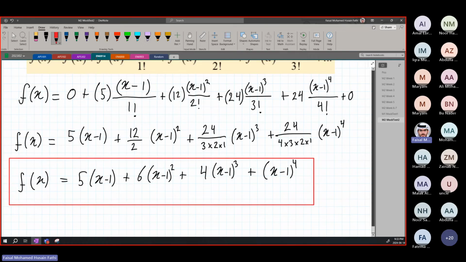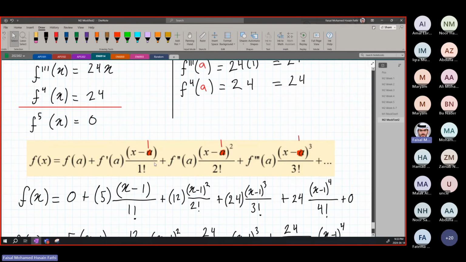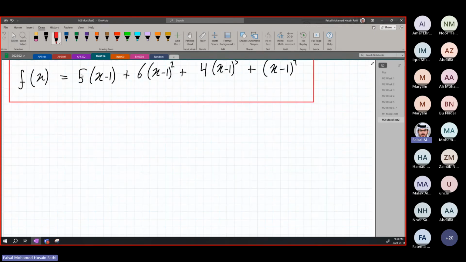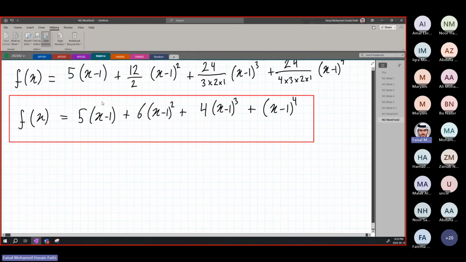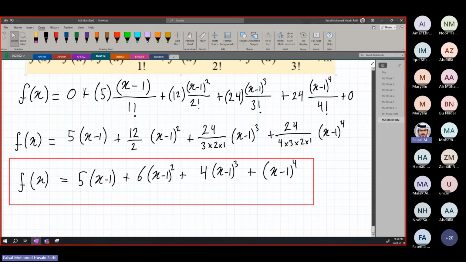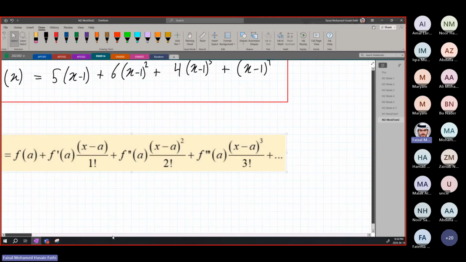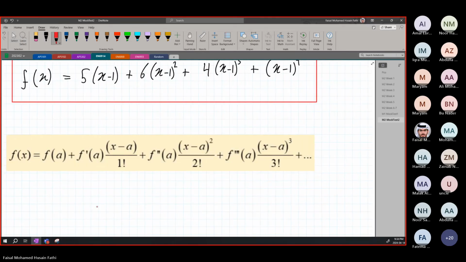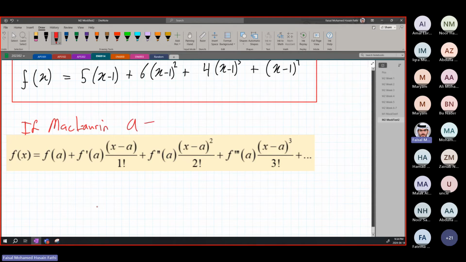Right? This is how you would do Taylor. If they gave you Maclaurin, the only difference in this formula between Taylor and Maclaurin is that a is equal to 0. So let me copy paste this and put it down here. If Maclaurin, a is equal to 0.